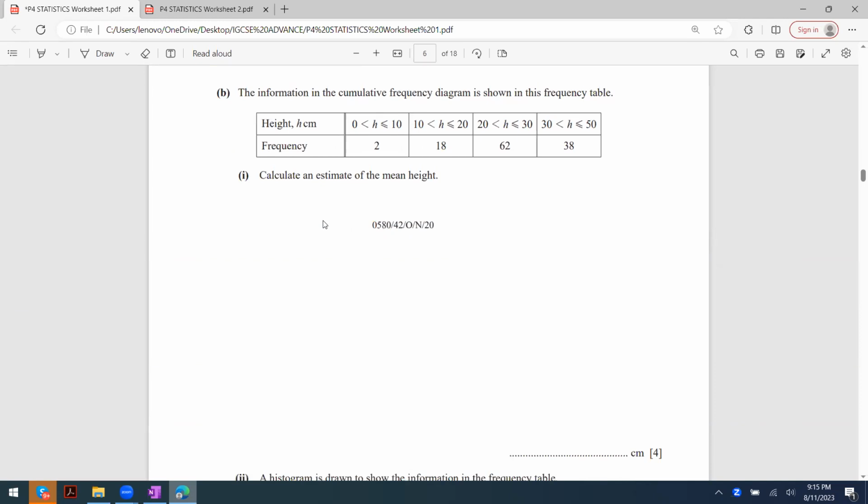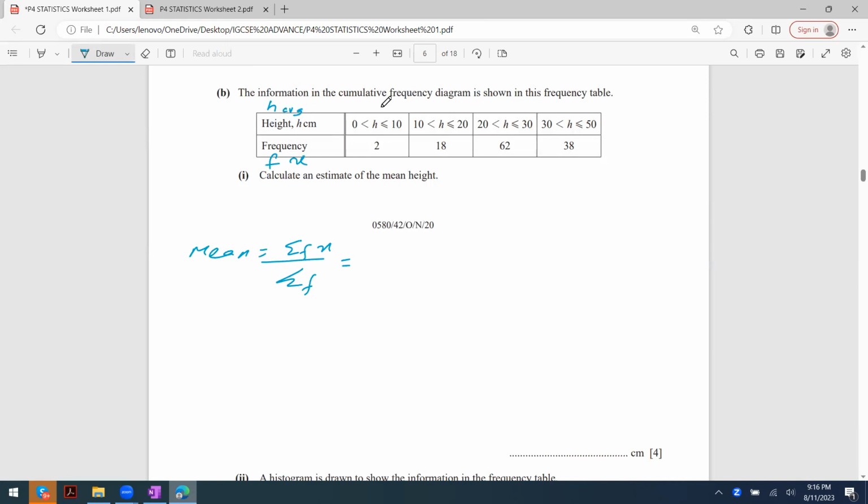Again, they are now talking about the mean. For the group table, mean is sigma fx over sigma f. So make the fx row here if you want. But what is x? f is obviously 2, 18, 62. But what is x? When it is a range, you need to find the middle value or average value.